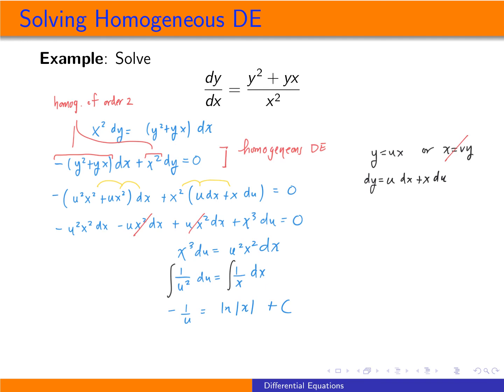And after doing all of this wonderful work, make sure to finish the problem up correctly. We always finish a substitution with a resubstitution. Looking above, we see that y equals ux. So that tells us that u needs to be replaced with y over x. So if u is y over x, we would have minus x over y, the reciprocal of u, equals natural log absolute value of x plus C. And this is the solution of the homogeneous differential equation.